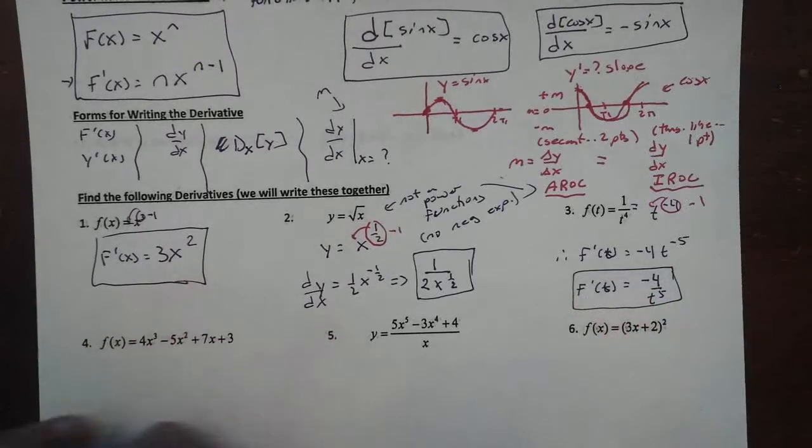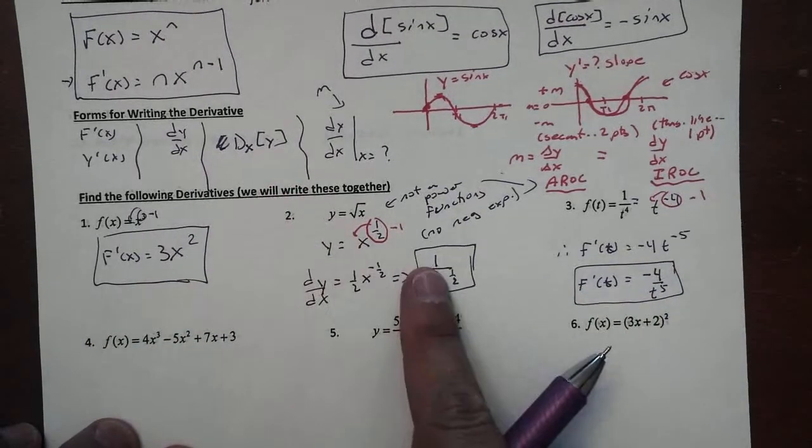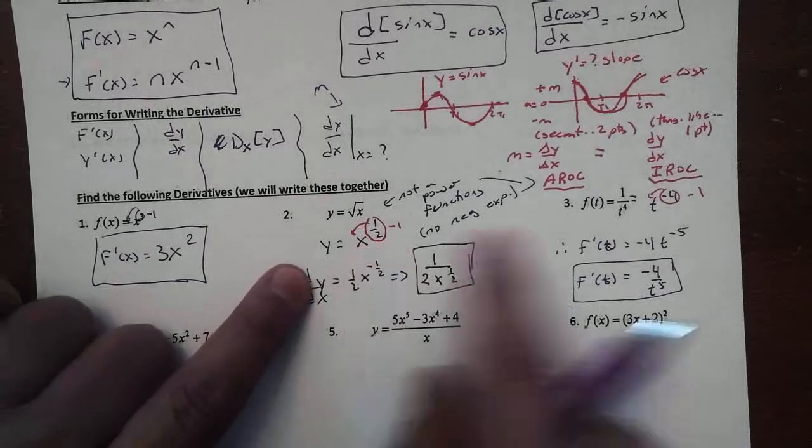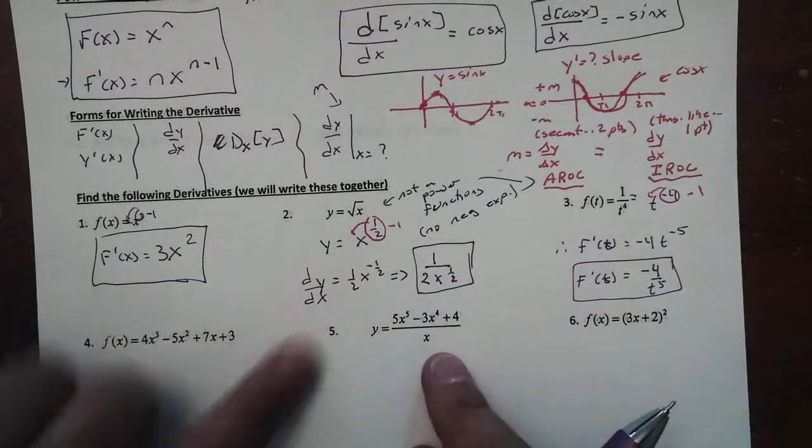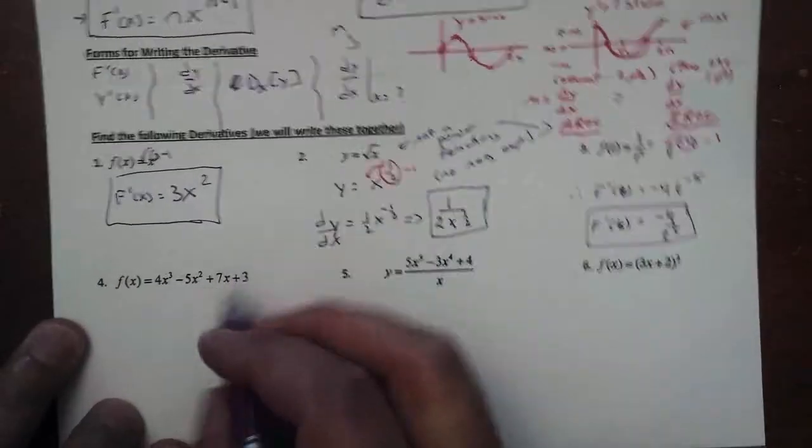And there's our answer. So remember, this rule only works for power functions. So if it's not a power function like number 2 or 3, we make them a power function by writing them as such. Alright, so let's take a look at number 4.